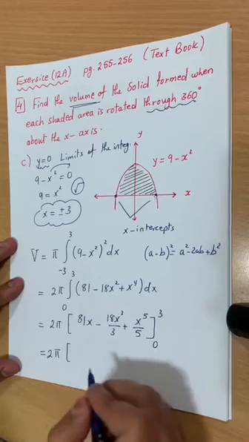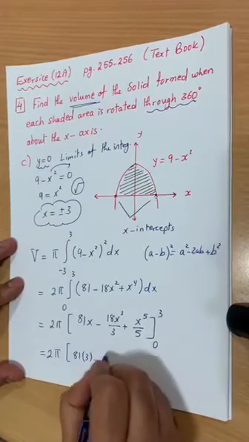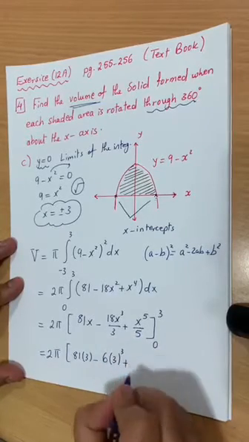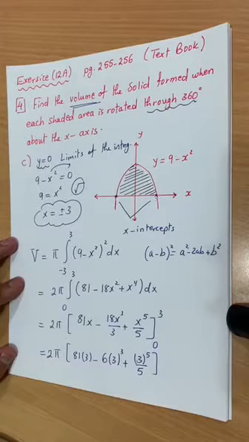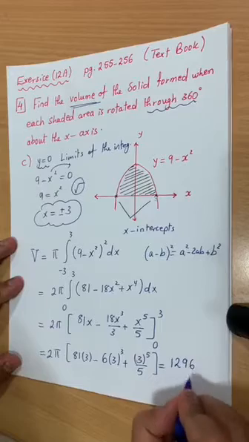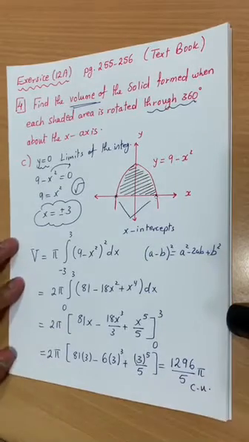Now you have to replace 3, without using the 0, because 0 gives you nothing. 81 by 3 minus 18 divided by 3, 6, then 3 cubed plus 3 power 5 over 5. We're going to use the calculator to get the accurate answer, times 2, because you're going to keep the answer in terms of pi. 81 by 3 minus 6 by 3 cubed plus 3 power 5 dividing by 5. So the answer is 1296 over 5 pi cubic units, because we're talking about volume.